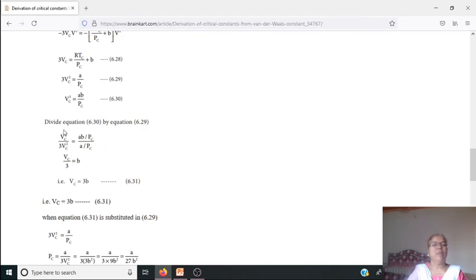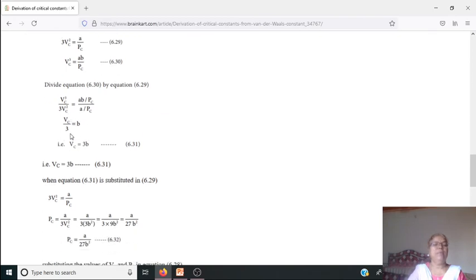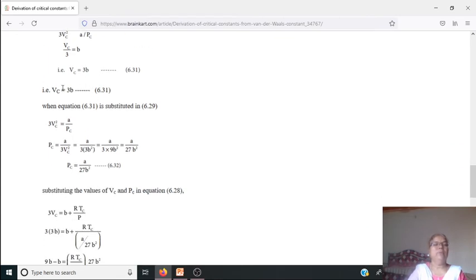Then, dividing equation number 6.30 by equation number 6.29, we get Vc cube by 3 Vc square is equal to AB by Pc upon A by Pc. Therefore, Vc by 3 is equal to B, and from this equation we have Vc equal to 3B. Okay, Vc equal to 3B.